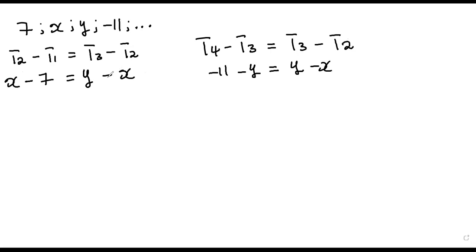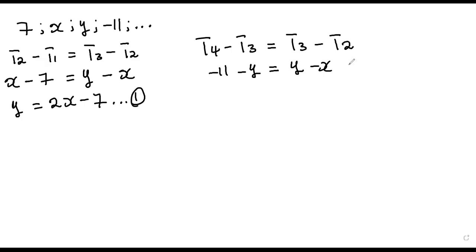So let's go to the first part and let's solve for y, or rather, let's make y the subject. So if we make y the subject, we take negative x to the left, it becomes positive. So then we have y equals 2x minus 7. And this forms the first equation.